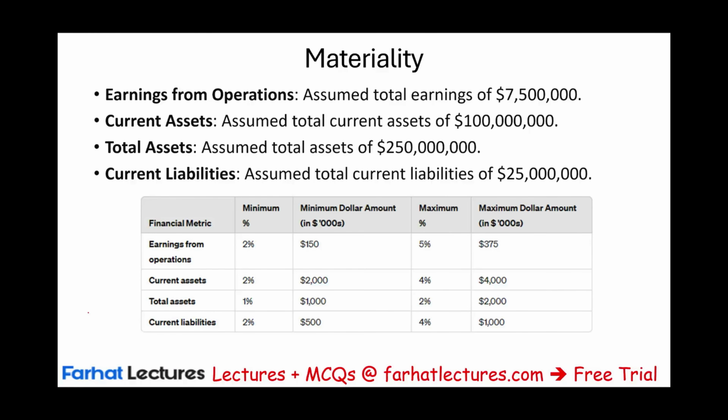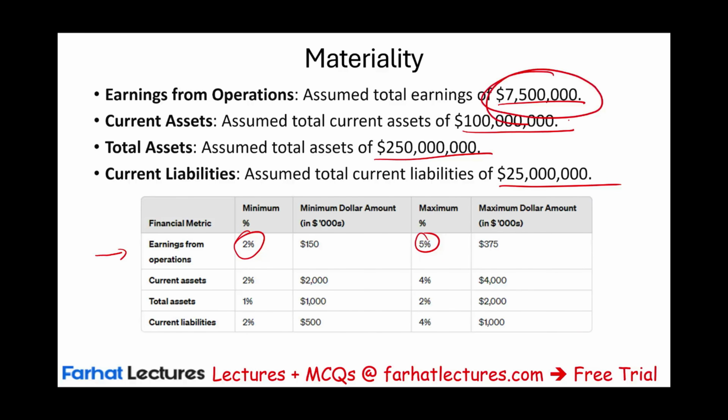Now let's take a look at some numbers, because it's good to see what materiality means in relative terms. Let's assume we're looking at a company that has earnings from operations of 7.5 million, current assets of 100 million, total assets of 250 million, and current liabilities, let's assume, of 25 million for the sake of this illustration. Well, what can the company do? They can say, okay, we're going to use earnings from operations. The range will be 2% and 5%. What does that mean? It means this is the benchmark, and we're going to be using 2%. So anything below 150, which is 2% of 7.5 million, is not material. We can live with that. Below 2% of 7.5 million, no problem. It's considered immaterial. Any problem above 5%, which is 375,000, is considered material.